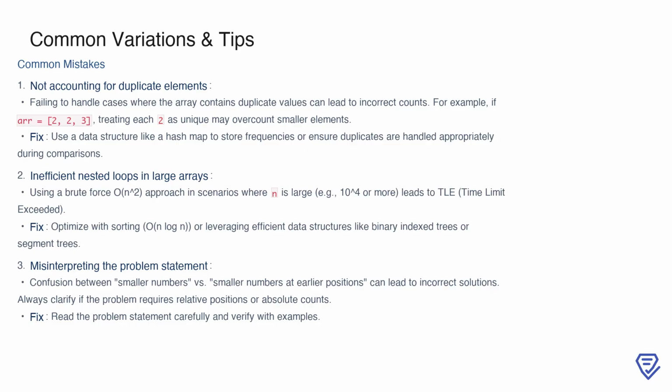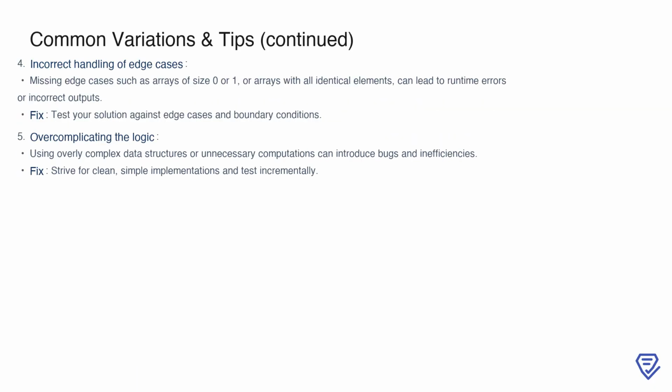Finally, misinterpreting the problem statement is another frequent pitfall. A common example is confusing smaller numbers with smaller numbers at earlier positions. To avoid this, always read the problem statement carefully and verify your understanding with examples before jumping into the solution. Another area to be cautious about is edge cases. For example, arrays of size 0 or 1, or arrays where all elements are identical, can result in runtime errors or incorrect outputs if not handled properly. Testing your solution against these boundary conditions ensures robustness.